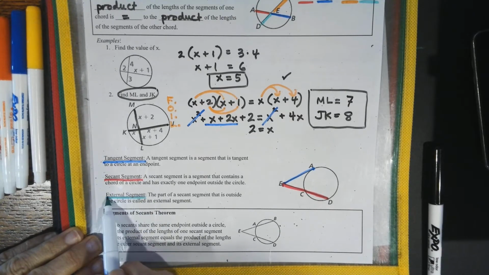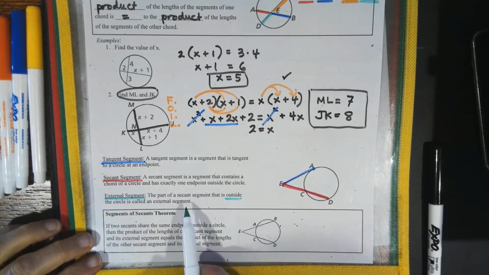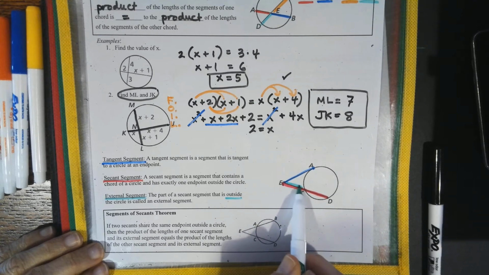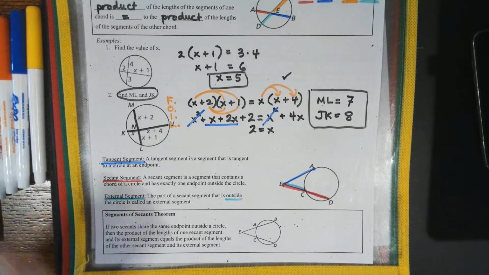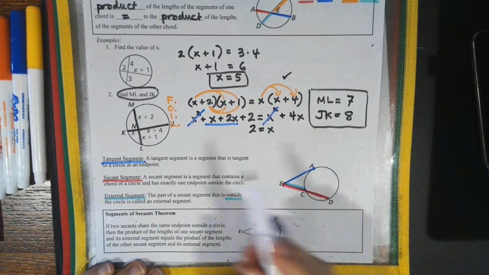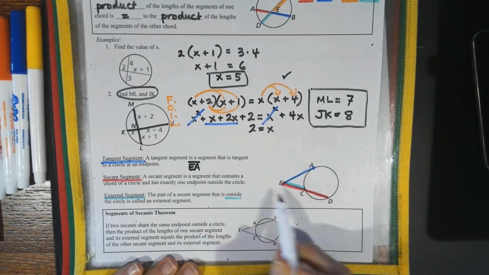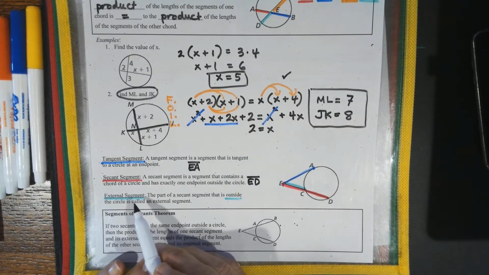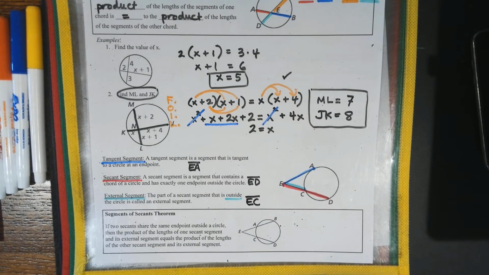And then third, we have what's called an external segment. So I'm going to do this in green. It's the part of the secant that's just outside. So this is just here, EC, just the outside part. So let's write down what they are. Blue is the EA segment. Red is the ED segment. And then the external is EC. Those labels should make sense to you. They're not crazy.